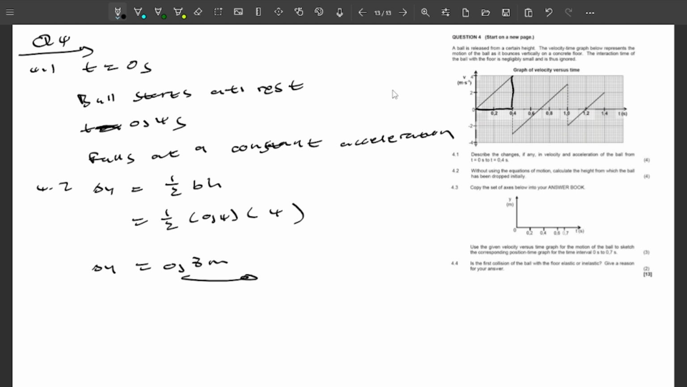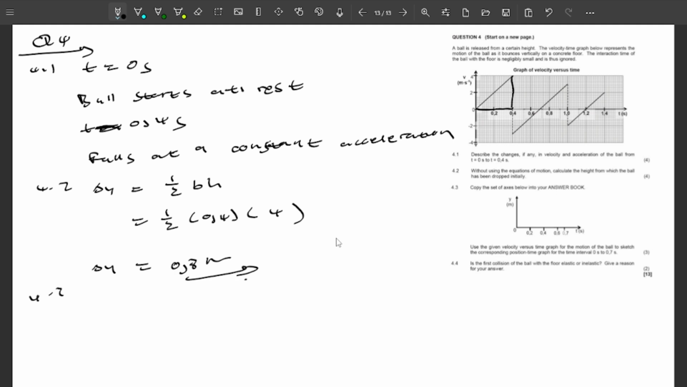This is basically your 4 marks because number 1, you were able to identify the shape. Number 2, you know that the area under the graph is what? Is the height. Describes the height.